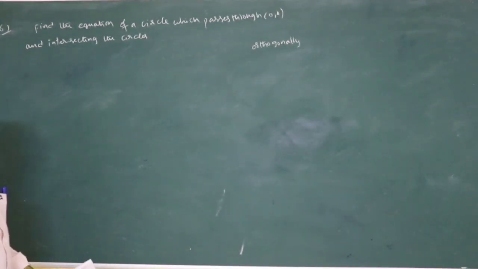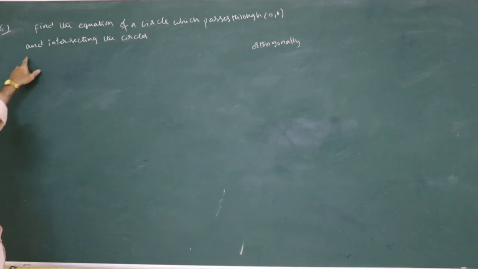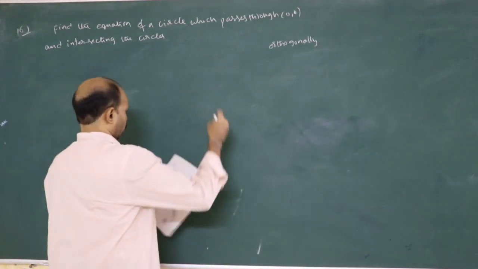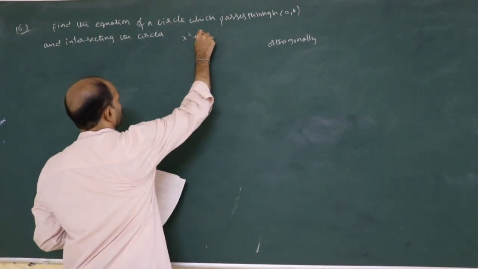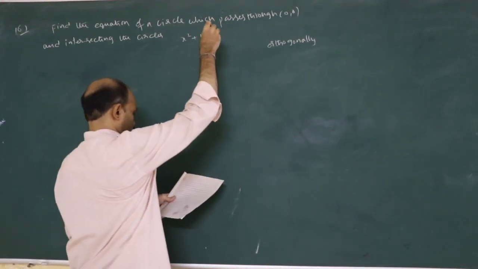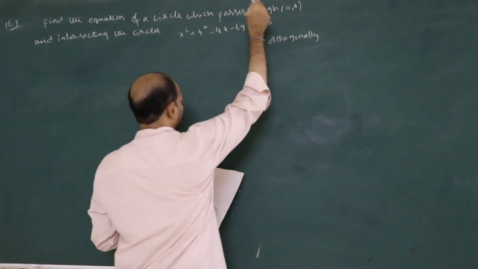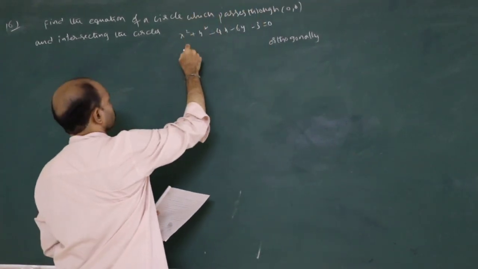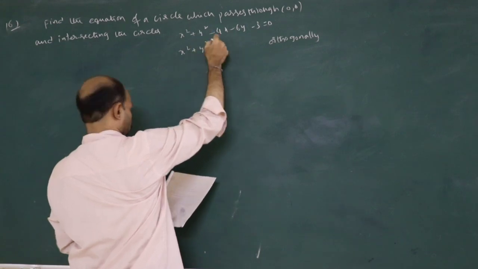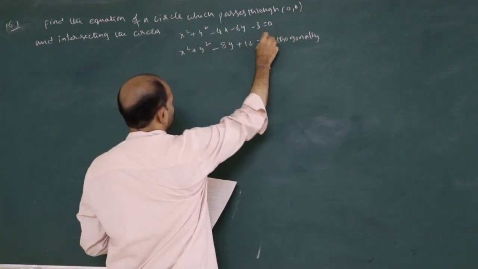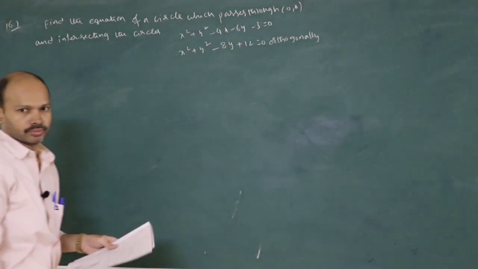Problem 6. Find the equation of circle passing through 0, 0 and intersecting the circles x square plus y square minus 4x minus 6y minus 3 is equal to 0 and x square plus y square minus 8y plus 12 is equal to 0 orthogonally.